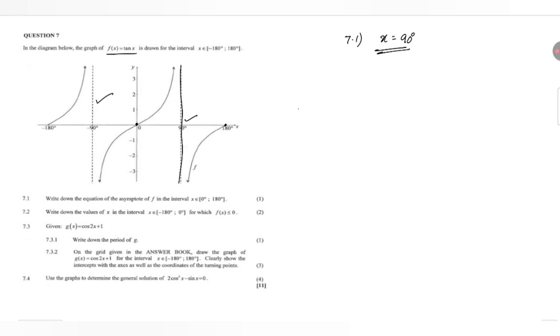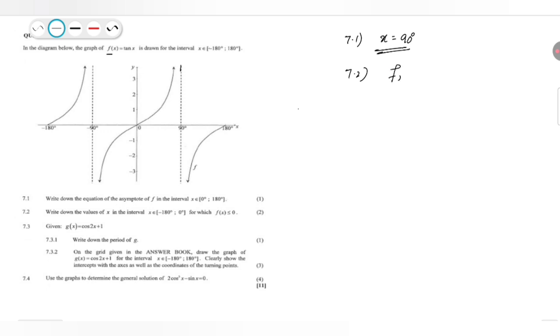Next one, what is that? Write down the values of x in the interval minus 180 to 0 for which the condition holds. You have to find all the x values of the graph from minus 180 to 0. That is from here. Let me rub all other things from the graph. Alright, from minus 180 up until 0, what is the condition? 7.2.